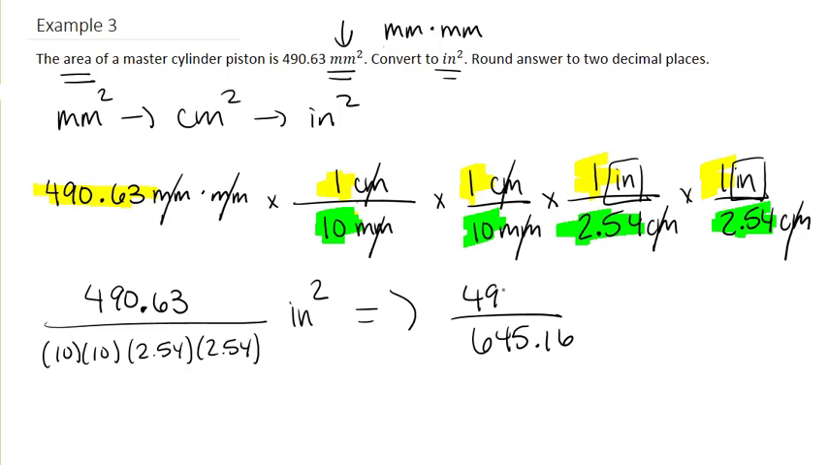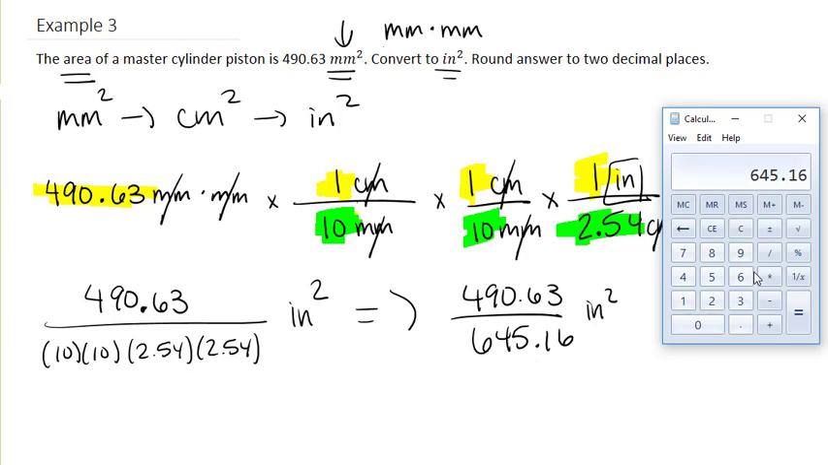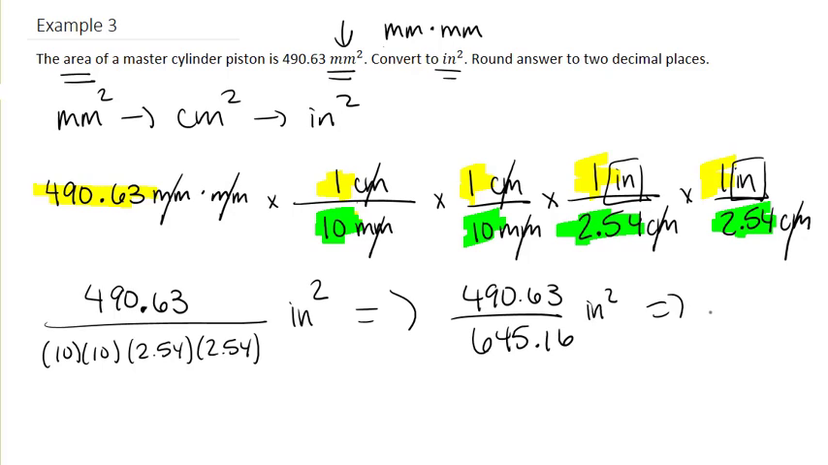And we have 490.63 on the top. So next we divide. So we take 490.63 and divide it by 645.16, and we're left with 0.76. And then this is in inches squared. So this would be our final solution.